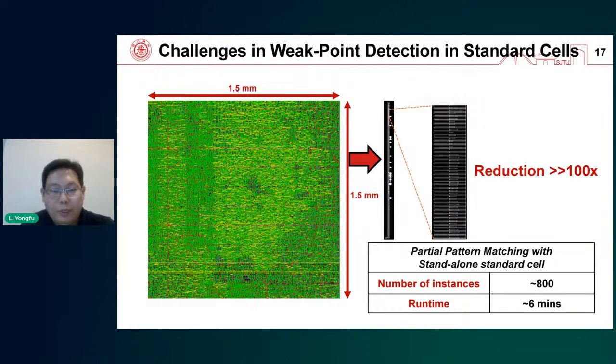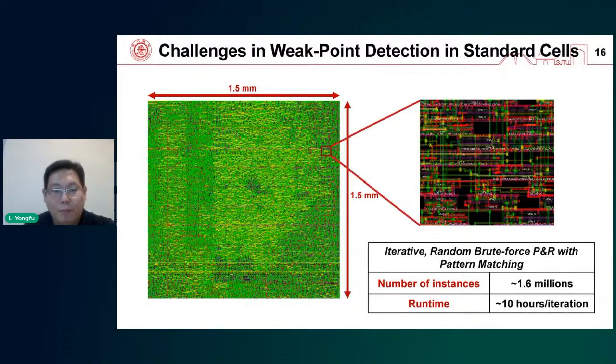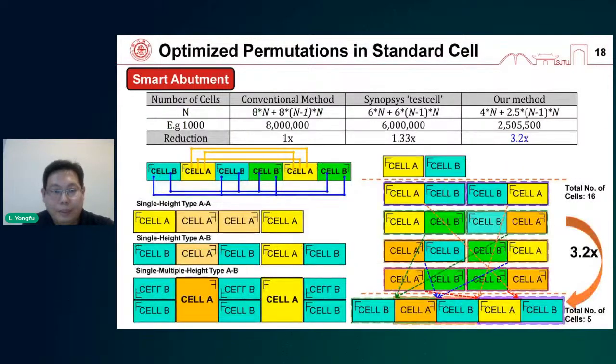So that's why we looked into whether we can do permutations. That means looking at permutations of the abutment of the standard cells in a variety of ways, such that we can identify the unique placement patterns between the standard cells, and we perform routings above it so that we can identify the possible problems around it. And we can see that runtime is significantly reduced to several minutes for more than 800 standard cell instances. Earlier on, we were spending more than 1.6 million instances just for one simple test case. And how do we do it?